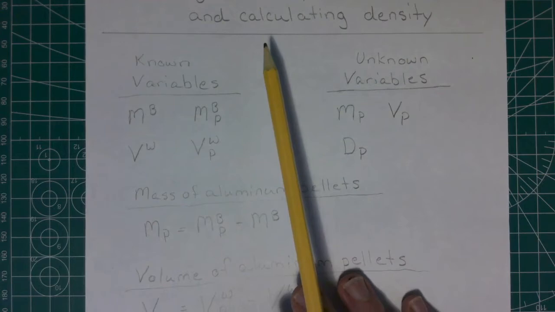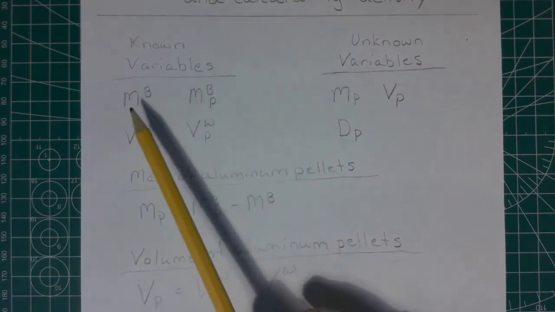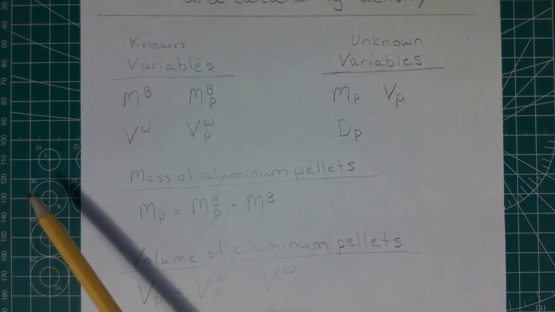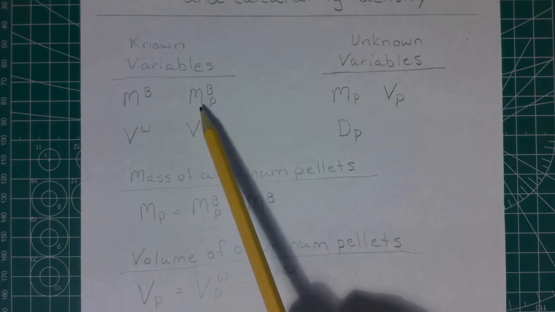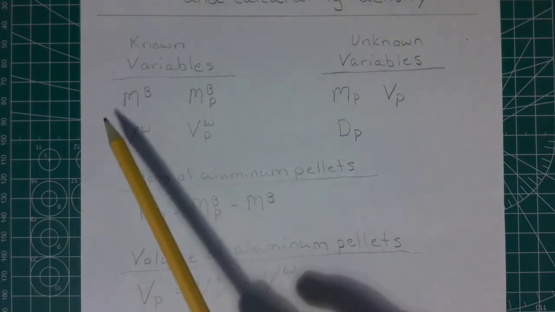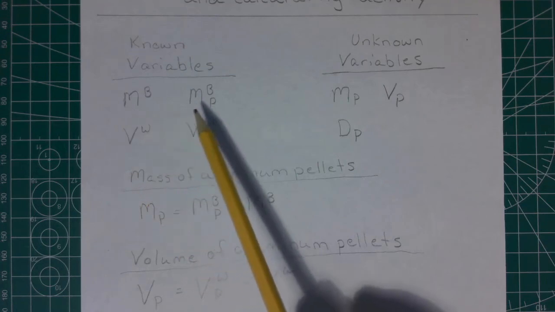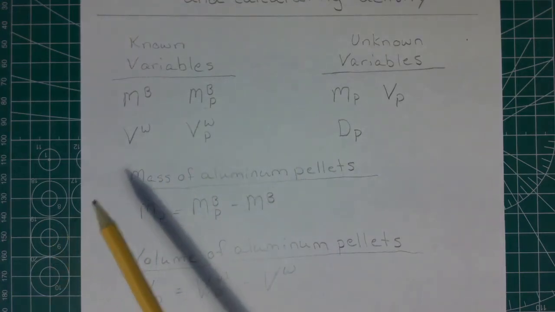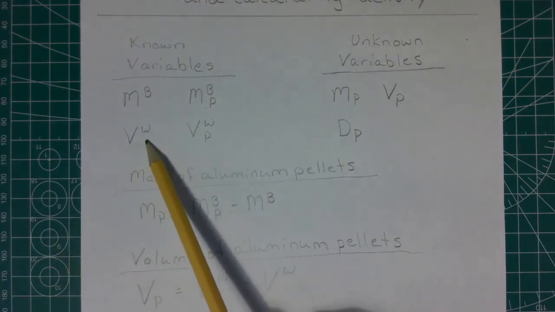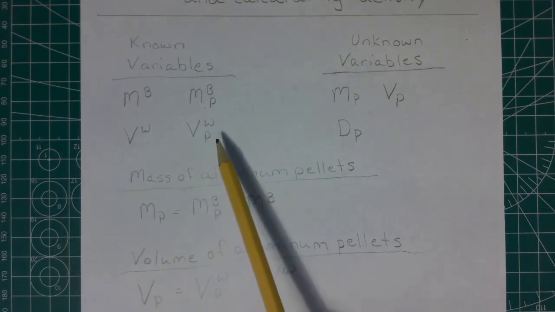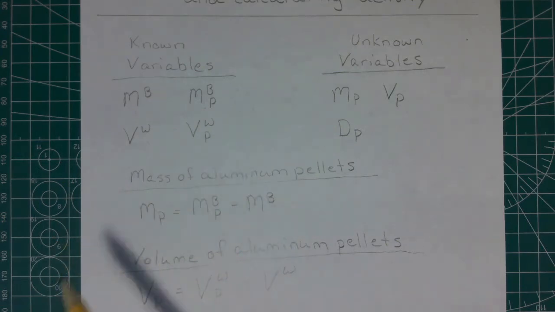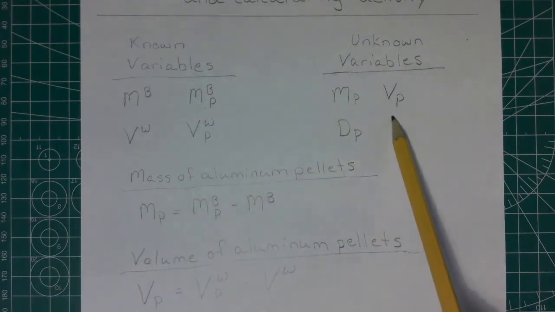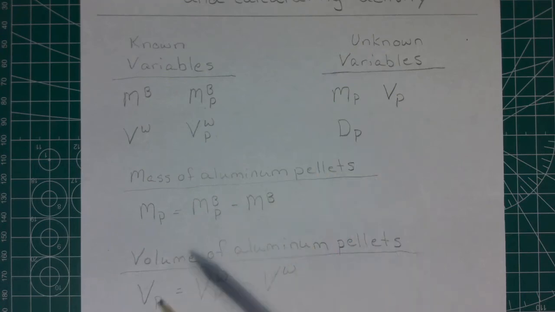So in this scenario, our known variables, we're going to have the mass of the beaker before we've added these aluminum pellets. And then we're going to add the pellets in there. And so this beaker has some water in it. So this is water and beaker mass. And then we're going to add some pellets to it, and we're going to mass it again. We're going to know the volume of the water that we started with, and then we're going to know the volume of the water once we've added the pellets. The question is, what is the mass of the pellets? What is the volume of the pellets? And what is the density of those pellets?